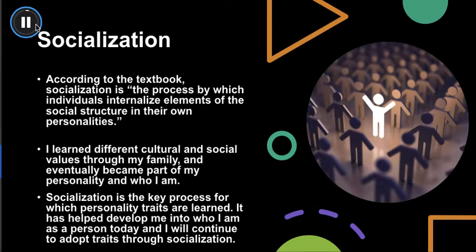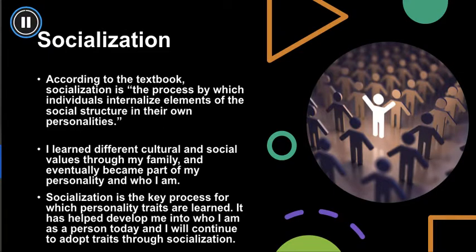According to the textbook, socialization is the process by which individuals internalize elements of the social structure in their own personality. My family instills certain values within me. I learned different cultural and social values through my family, and eventually they became part of my personality and who I am. I take after both my mom and dad in many ways. For example, I have my mom's outgoing personality because I adopted her personality traits. I have my dad's smarts because he instilled in me the importance of school and studying since I was very young. Socialization is the key process for which personality traits are learned. It has helped me develop into who I am as a person today, and I will continue to adopt traits through socialization.